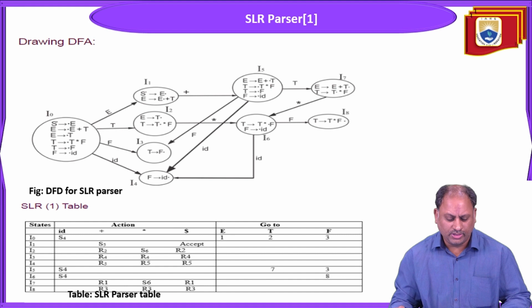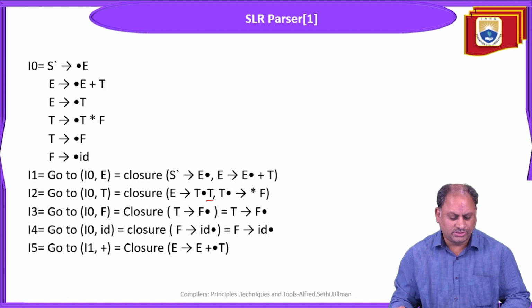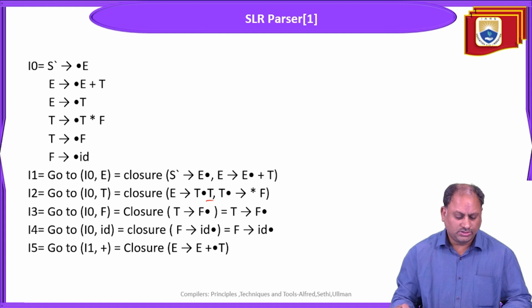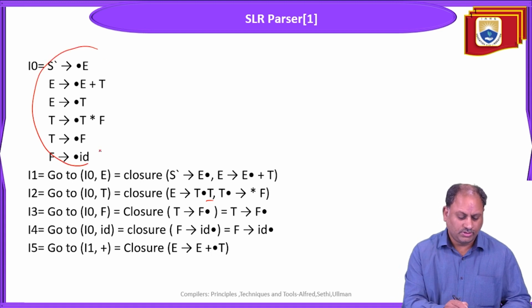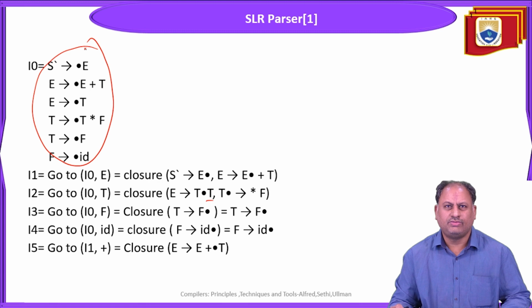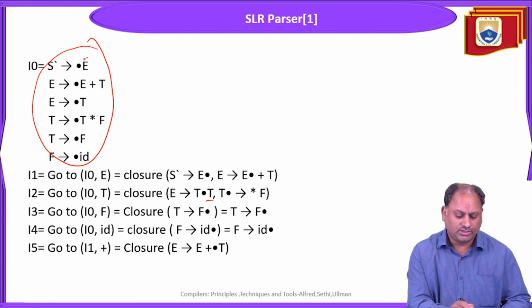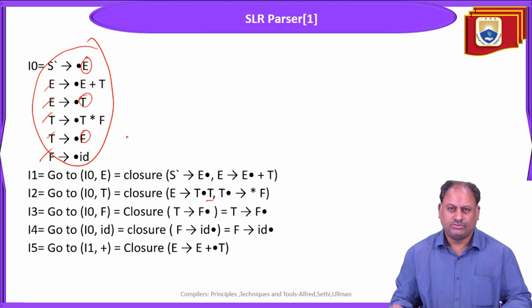Then we have to form a data flow diagram. So what are the states to be considered in I0? These are the rules which are to be considered for I0. Because after reaching E we are going to write two rules. Because of T we got two other rules. Because of F we got one more rule.